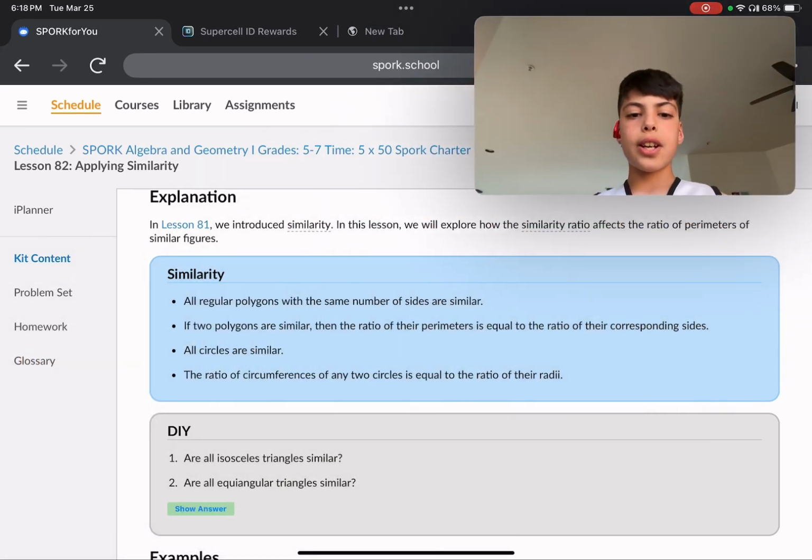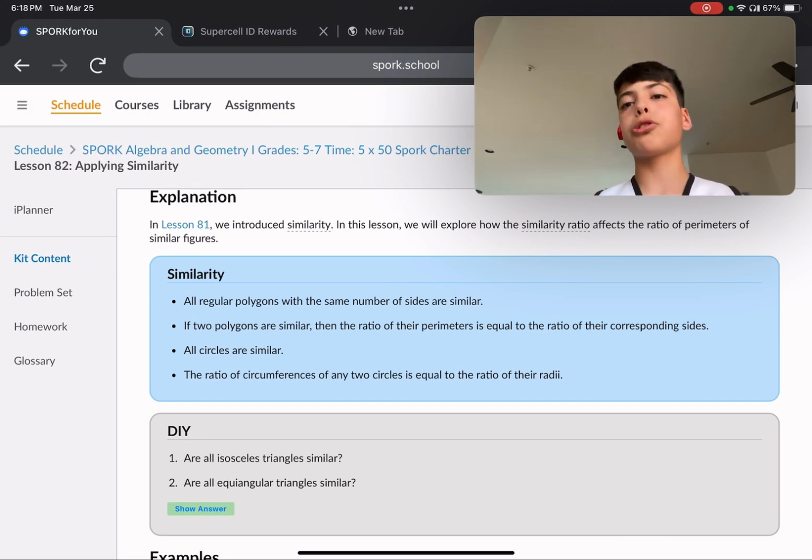As you know, all regular polygons with the same number of sides are similar, because regular polygons are basically just your everyday hexagon, your everyday square, your everyday pentagon. Those are always going to be similar. And if two polygons are similar, then the ratio of their perimeters will be the same as the ratio of their corresponding sides, like in the example that we're going to get to later on.